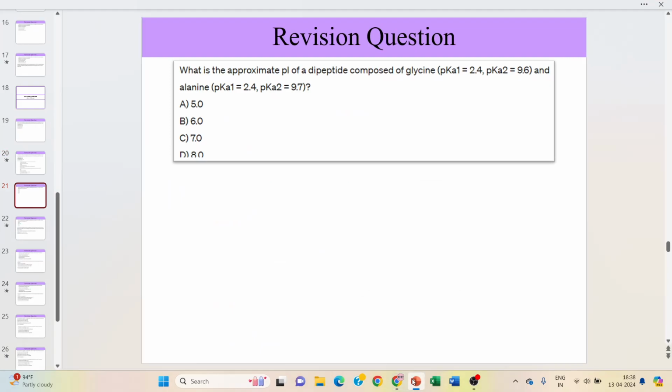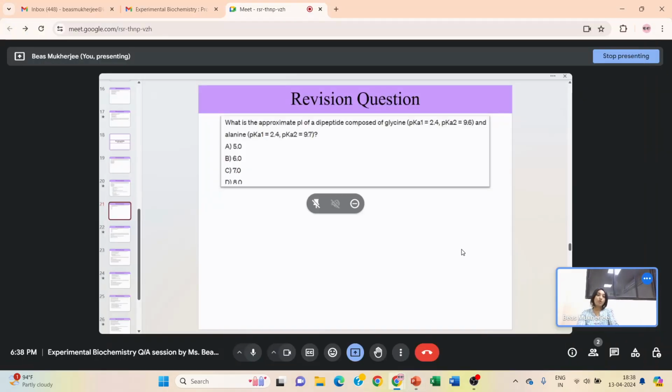So for the next question, again this is a very simple question. What is the approximate pI of a dipeptide composed of glycine whose pKa1 is 2.4 and pKa2 is 9.6, and alanine whose pKa1 is equal to 2.4 and pKa2 is 9.7? So basically we are having these two amino acids forming a dipeptide, right?